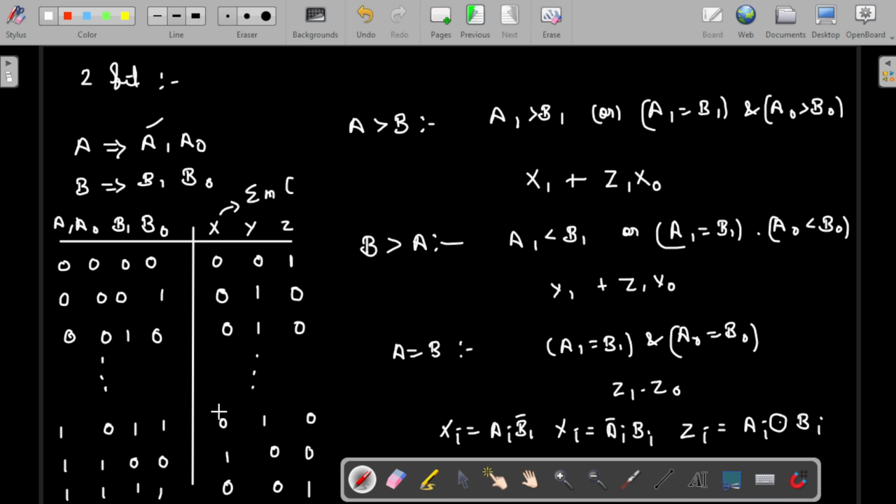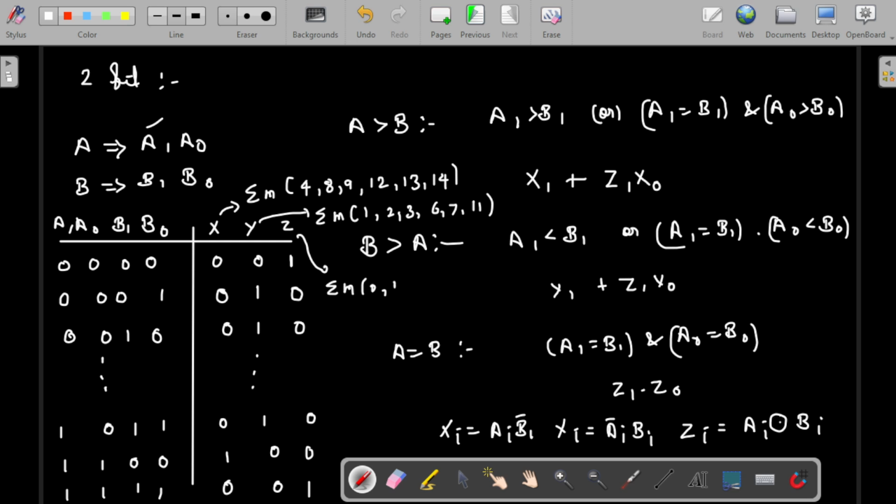At what values will these be 1? I'm writing at what values it will be 1. You guys do a k map and do it. The values at which x will be 1 are summation m of 4, 8, 9, 12, 13, 14. The values at which y will be 1 are summation m of 1, 2, 3, 6, 7, 11. And the values at which z will be 1 are summation m of 0, 5, 10, 15.